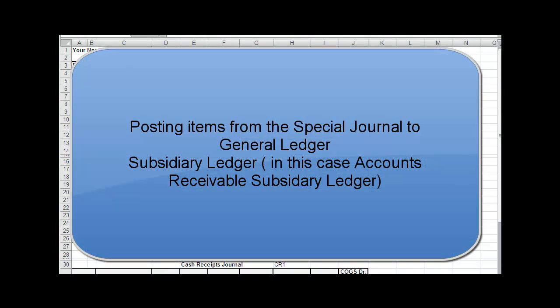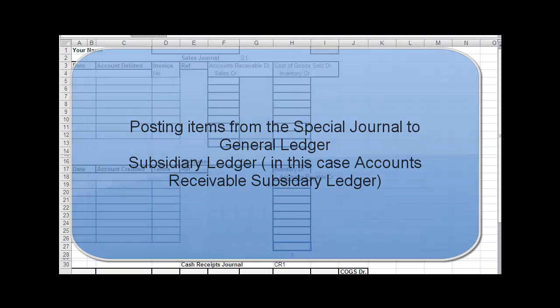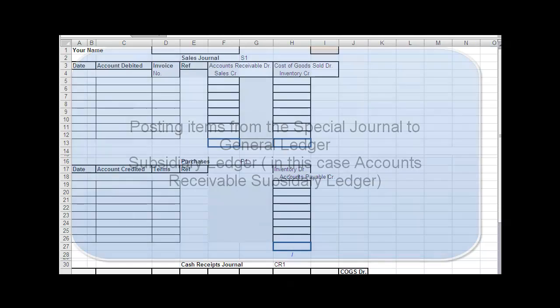Hello, this is Brent Gregory with an explanation of posting items from a special journal to the General Ledger and posting items from a special journal to a subsidiary ledger. Now I'm just going to work with the sales journal, and this is not about how you put together a special journal. See the videos on that.